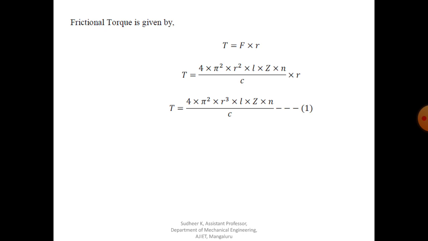Now how to find out frictional torque? Frictional torque is given by the equation for torque, that is force into radius. So torque equals, you have to multiply by R to the previous equation, that is 4 pi square R square into L into Z into N divided by C into R. So you will get the equation for frictional torque, that is 4 pi square R cube into L into Z into N divided by C.